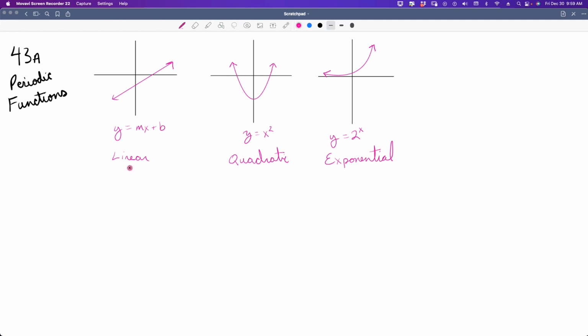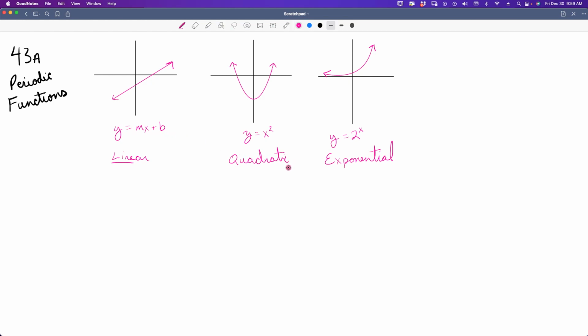Now, we spent a lot of time on linear functions. You should know those backwards and forwards at this point. A linear function is a line. The key word here, we see it within line. And the formula for that is y equals mx plus b.